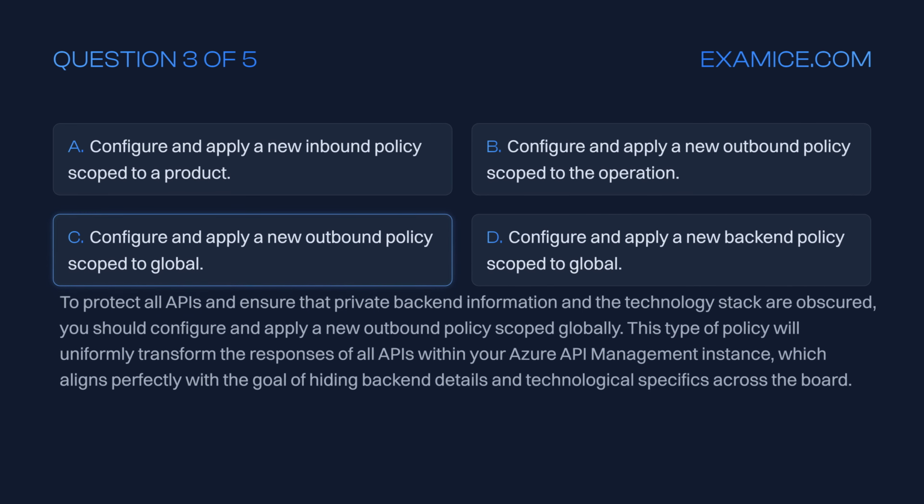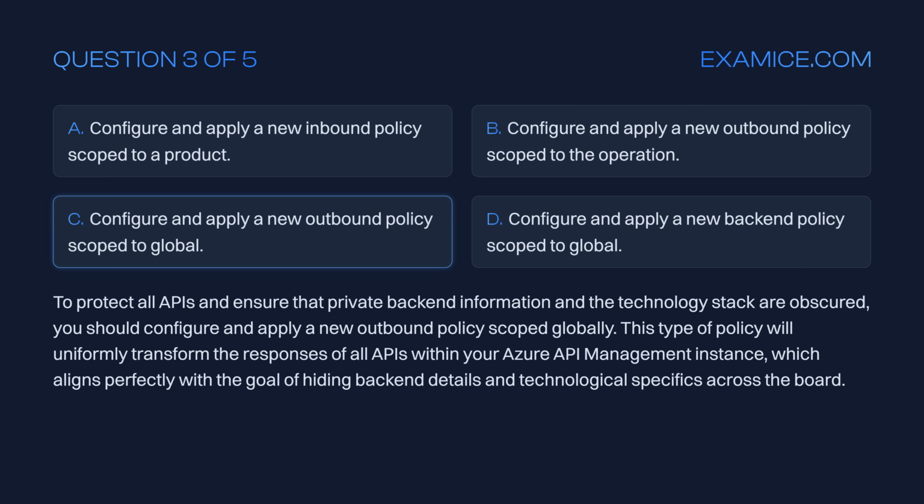The answer is option C. To protect all APIs and ensure that private backend information and the technology stack are obscured, you should configure and apply a new outbound policy scope globally. This type of policy will uniformly transform the responses of all APIs within your Azure API Management instance, which aligns perfectly with the goal of hiding backend details and technological specifics across the board.